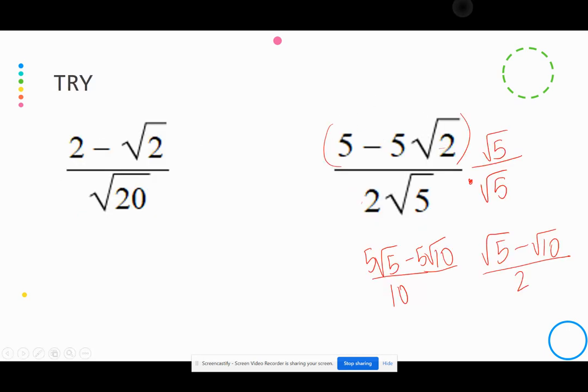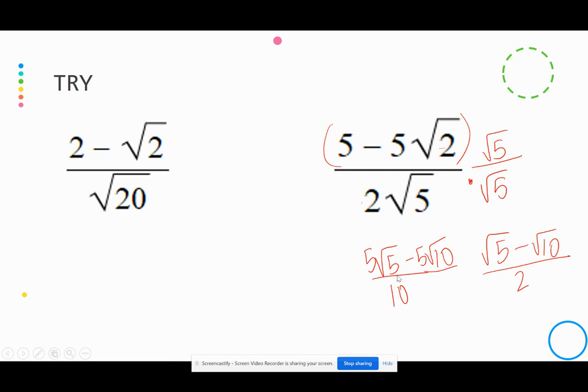I did this problem, so I multiply by the square root of 5 because I want the radical to go away. So I have to do it to the numerator as well. And we have to think, I'm not just multiplying the square root of 5 by this term. I have to distribute it to both. So the numerator becomes 5 square root of 5 minus 5 square root of 10. And the denominator becomes 2 times 5, which is 10.